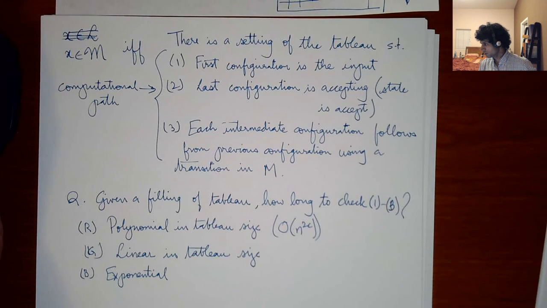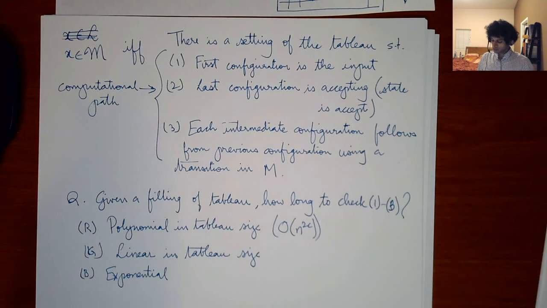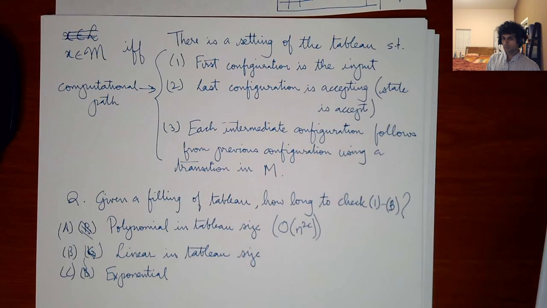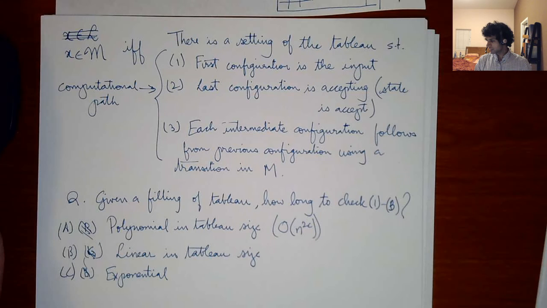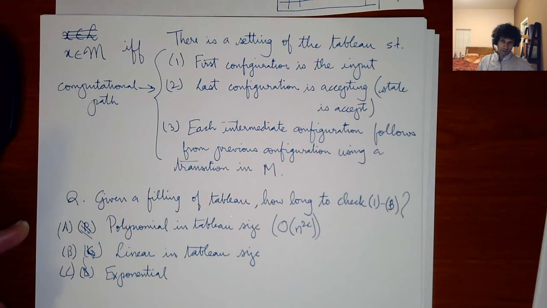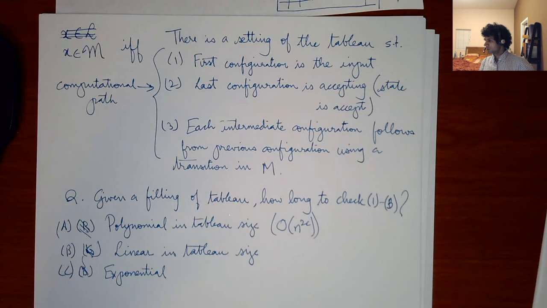Okay, so let me just relaunch the poll. Oh wait, it's not RGB, it's ABC. Sorry, in the other class I've been using RGB. So it's A, B, and C. Is it polynomial in the tableau size? Is it linear in the tableau size? Or is it exponential in the tableau size? And clearly, if you think it's linear, then you also think it's polynomial. But just how long do you think it needs?